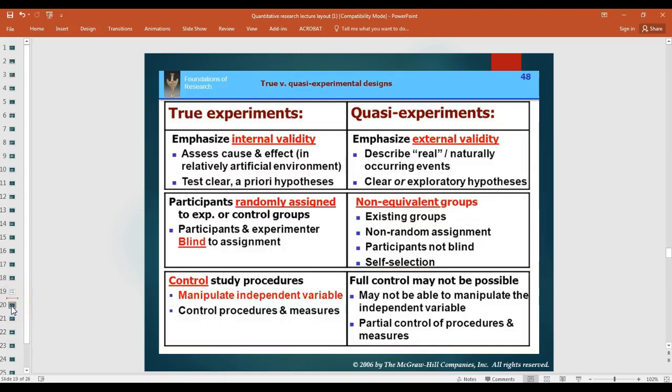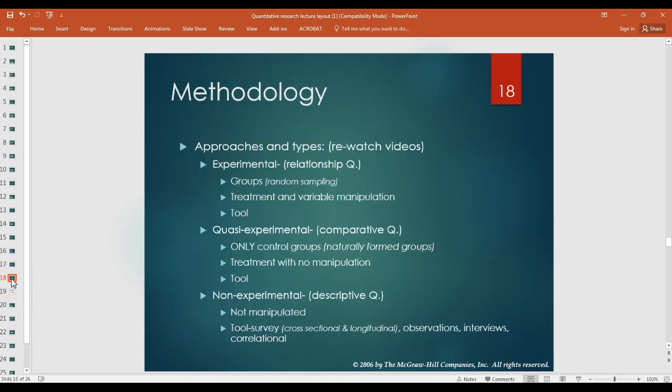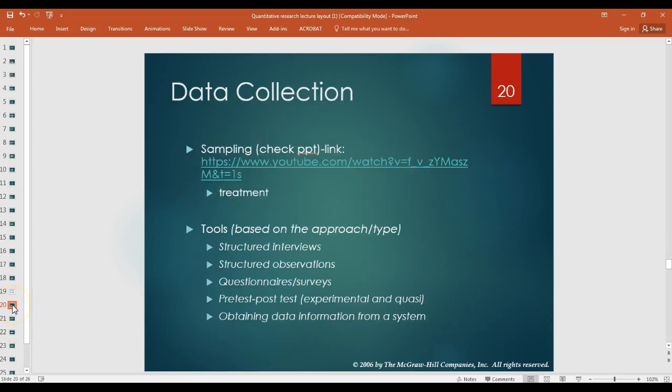The design, we learned about it. It's either experimental, quasi-experimental, or non-experimental, which match with the question kinds that we've just discussed with the examples. Okay, in the data collection, we are going to talk about what kind of sampling and what is the treatment. You're going to tell me about your procedure of selecting your samples and then the procedure of applying the treatment.